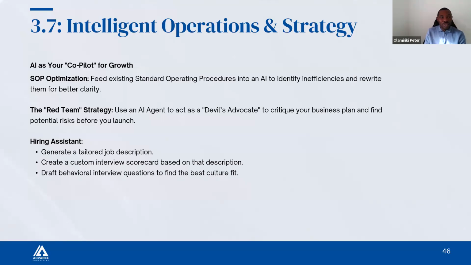Okay? So another intelligence operation use case would be hiring an assistant. So you can have an integrated workflow where you can use AI to generate a tailored job description, just like what I mentioned earlier, create a custom interview scorecard based on that description, and also draft behavioral interview questions to find the best culture fit. So just imagine how your AI has really helped you to eliminate your need to hire a recruitment assistant. Because this is what a recruitment assistant is meant to do. But with your AI in your pocket, Vicent, you can expand your team without extra budget.